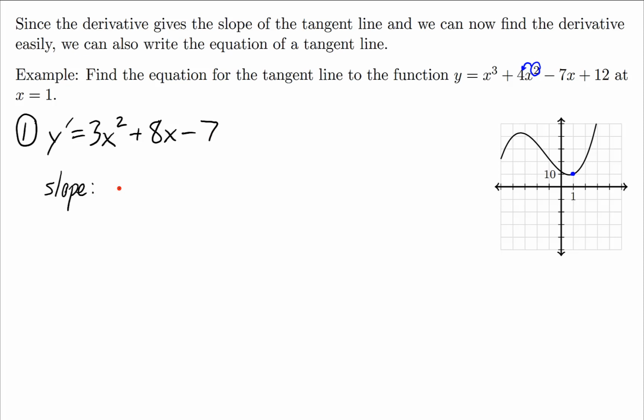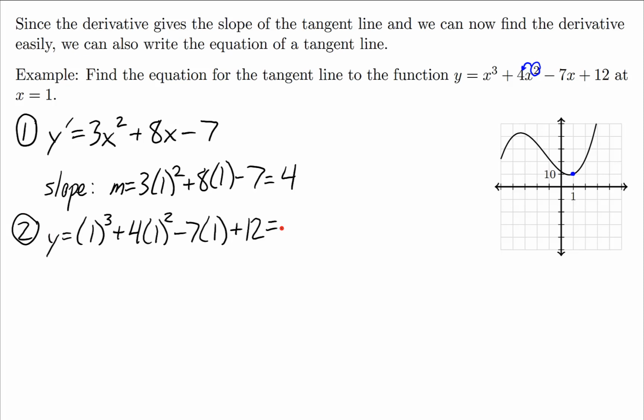Now to find the slope, I'm going to take my m to be the value of the derivative when I plug in 1. So I'm going to plug 1 into this derivative that I just found. When I do that, I get 4 for the slope of the tangent line. That's step 1. For step 2, I want to know the point that the tangent line goes through. I'm only given x equals 1, so if I want to find the y-coordinate, let's plug it into the original function. If I do that, I get 10 for my y-coordinate.